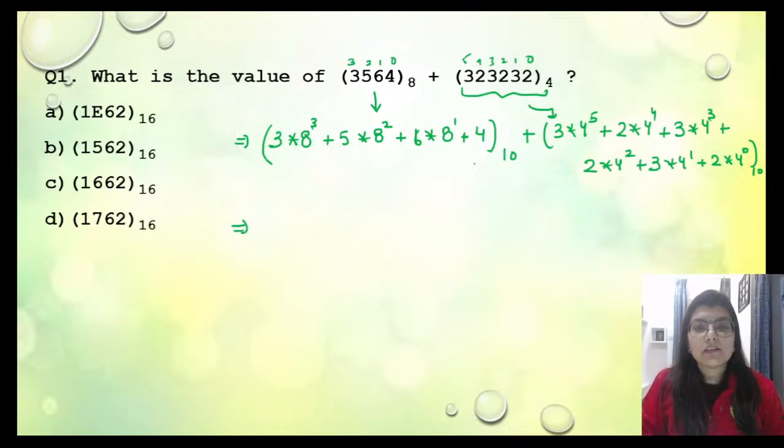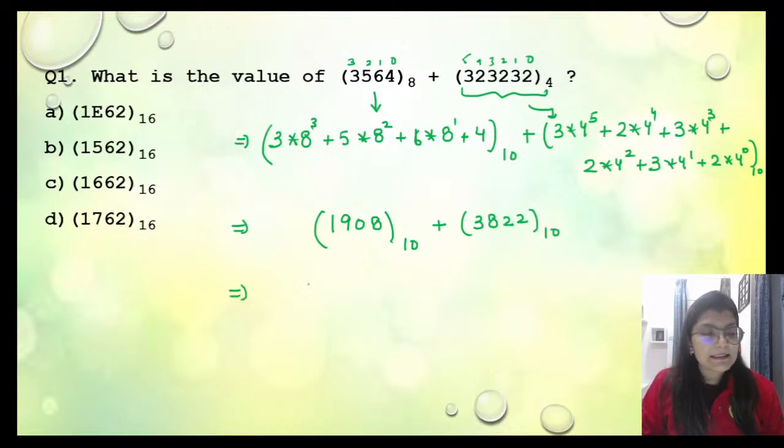When you solve this, what will you get? When you convert 3564 base 8 to decimal, you will get 1908. And when you convert the other number into decimal, you will get 3822. Now my base is the same, so I can add them easily. It will be 5730, again in decimal.